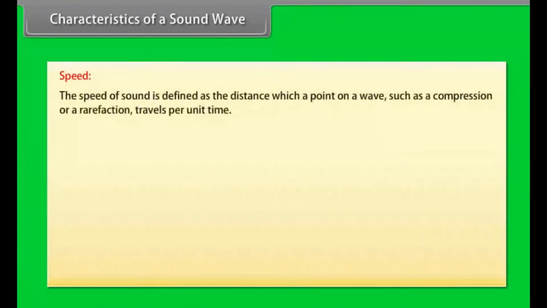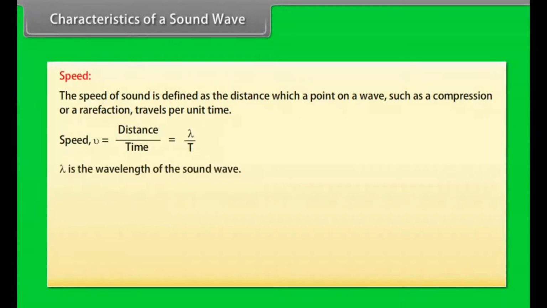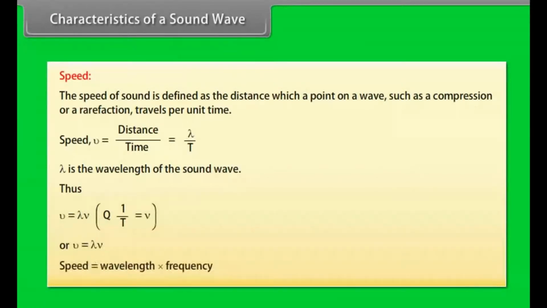Speed. The speed of sound is defined as the distance that a point on a wave, such as a compression or a rarefaction, travels per unit time. We know that speed, v, is equal to distance upon time, which is equal to lambda upon T. Here, lambda is the wavelength of the sound wave. It is the distance traveled by the sound wave in one time period of the wave. Thus, v equals lambda times nu. That is, speed is equal to wavelength times frequency.